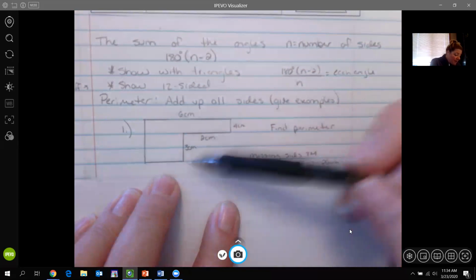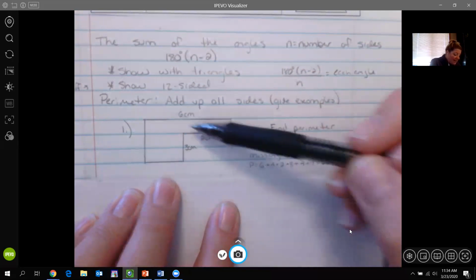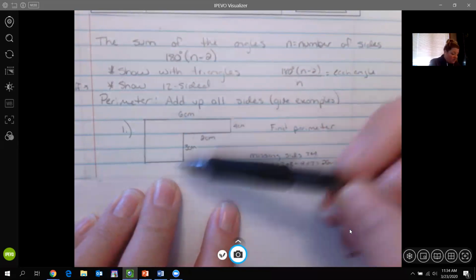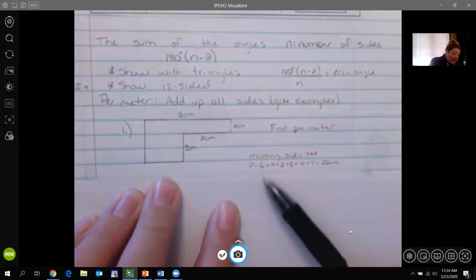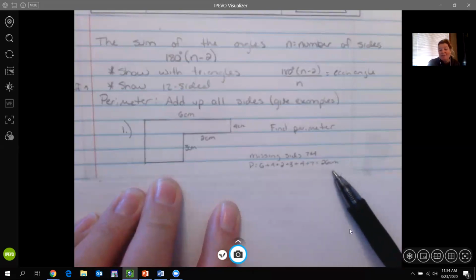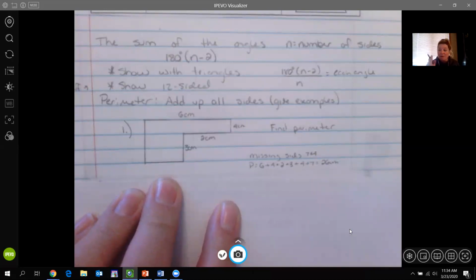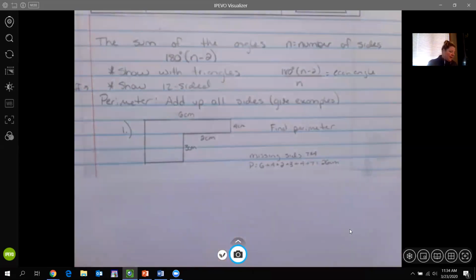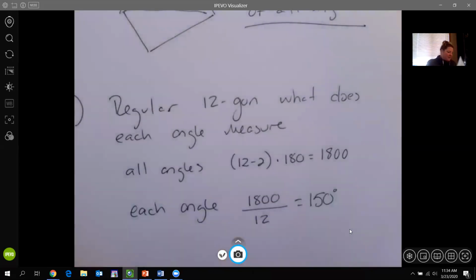What would be this side? Well, you have 2 so far, and it's 6 all the way across, so there's 4 left. Then you add up all the numbers you see, plus the 4 and 7 we just found, to get the perimeter of 26 centimeters. With perimeter, again, you're adding lengths, so your unit, like centimeter, stays centimeter. It's not squared, it's not cubed. You're not talking area or volume. Okay?